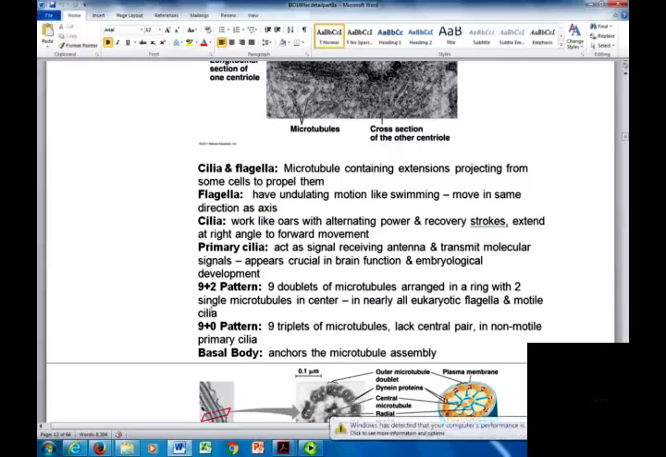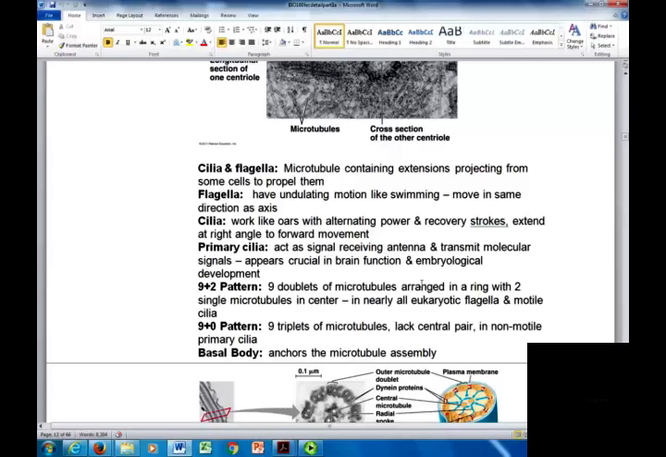The arrangement, you've got a 9+2 pattern that you will see, where it's 9 doublets of microtubules arranged in a ring, and then you have 2 single microtubules in the center. This is present in nearly all eukaryotic flagella and the motile cilia. Your non-motile primary cilia are going to have a 9+0 pattern. It's 9 triplets of microtubules, and they lack the central pair in this type of cell.